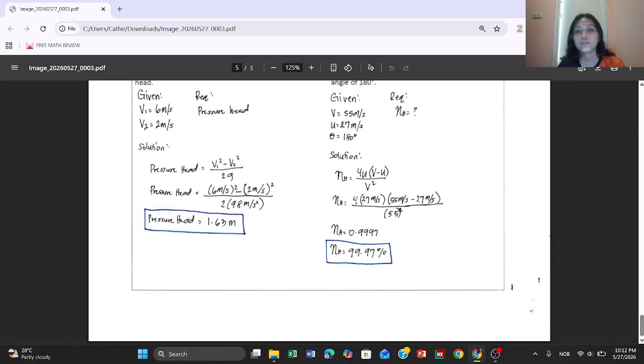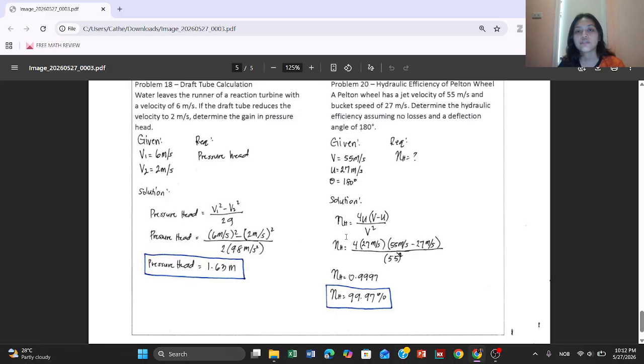For the solution, the hydraulic efficiency is equal to 4 times the bucket speed times the jet velocity minus bucket speed over the jet velocity squared. So we have 4 times 27 meter per second times 55 meter per second minus 27 meter per second over 55 meter per second squared. And we get a hydraulic efficiency of 0.9997, or in percentage, the hydraulic efficiency is 99.97%.